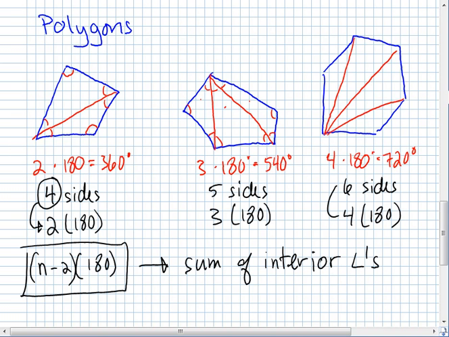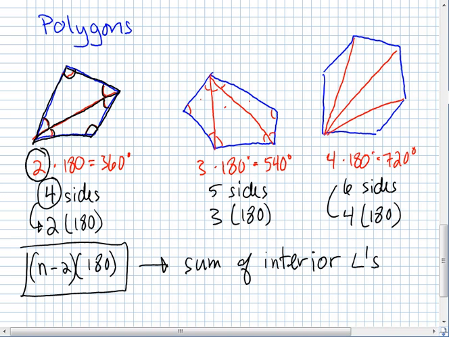Okay, if you notice, I have a four-sided figure right here. If I divide that into two triangles by joining those opposite corners, I have two triangles, and the total of the interior angles is the same as the total of all the angles in both triangles. In other words, 2 times 180. 2 because there are two triangles, 180 because there are 180 degrees in every triangle.